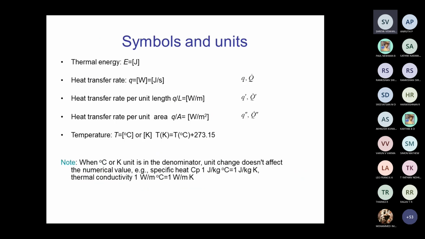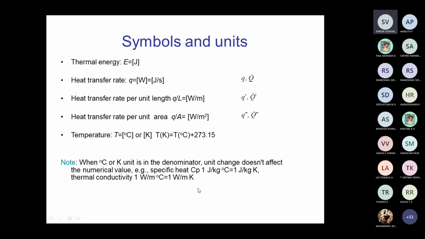Similarly, heat transfer rate is given in joule per second or watt. Heat transfer rate per unit length is given in watt per meter. Heat transfer rate per unit area is watt per meter squared, and temperature will be given in Kelvin only. Please understand that when degree C or Kelvin is in the denominator, unit change does not affect the numerical value. This is very, very important.